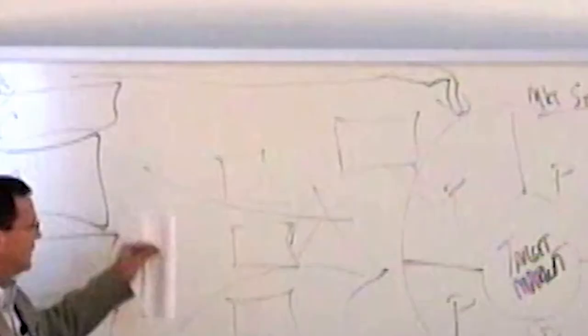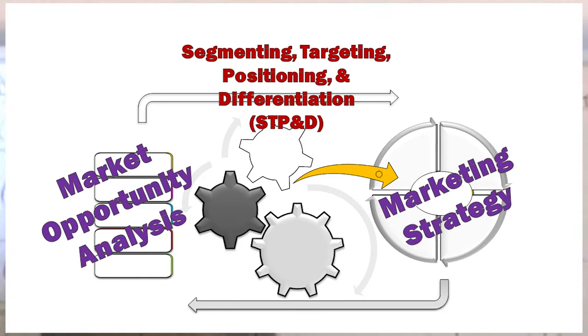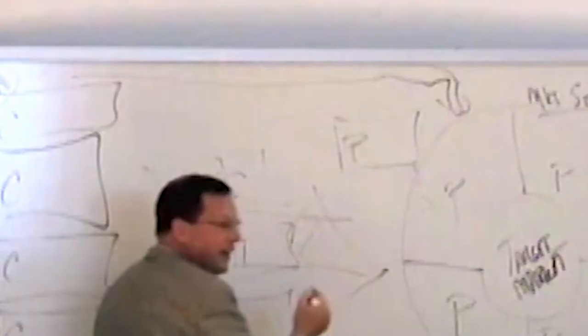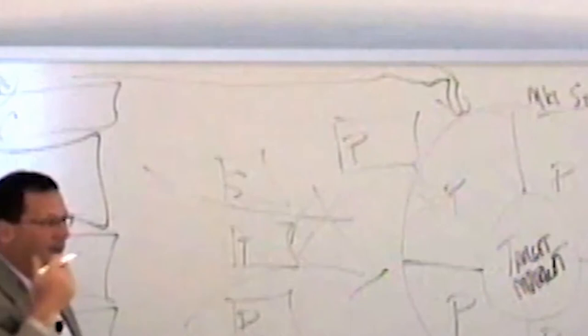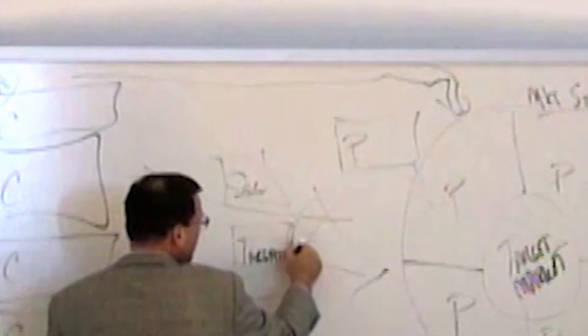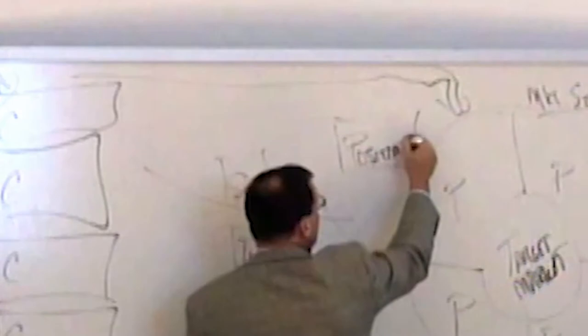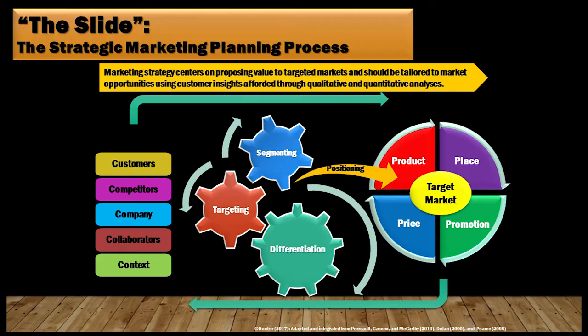So what are these boxes in the center that link those two together, the MOA and the marketing strategies? These squares. Okay, good. STP and D. So that's the way I remember them typically. STP, but I just have to remember the P goes over here, right? And D. So if I remember that, then I've got STP and D. So what does STP and D stand for? Segmentation. Okay, segmenting. Targeting, right? Differentiation. And positioning, right?